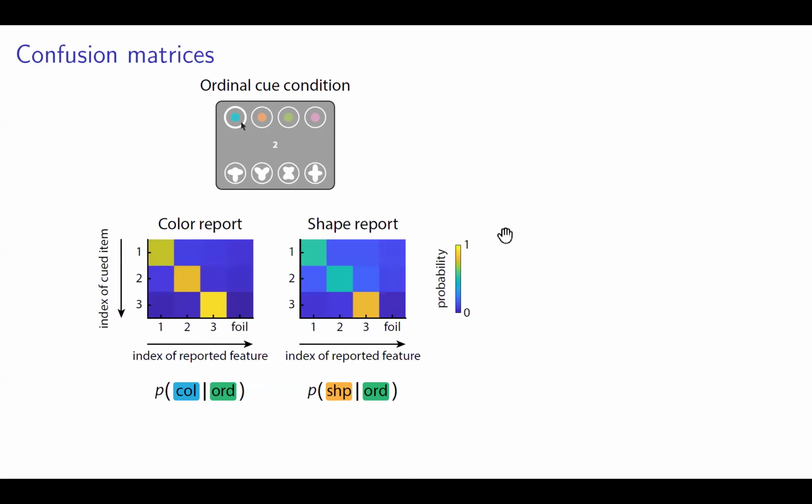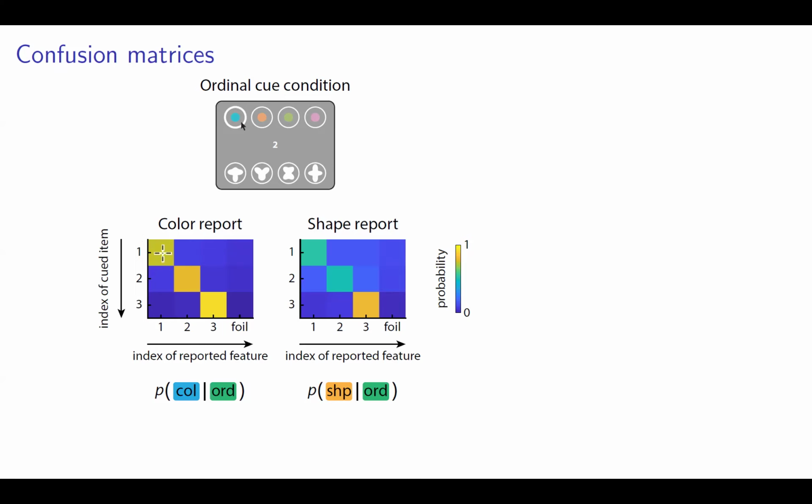So to distinguish between these two models, we first formalized them by determining response probabilities or conditional response probabilities, in the form of these confusion matrices for different feature combinations. So for example, we took all trials and looked only at one queue-response pair. Here would be the color report given the ordinal position. And we can then create a confusion matrix.